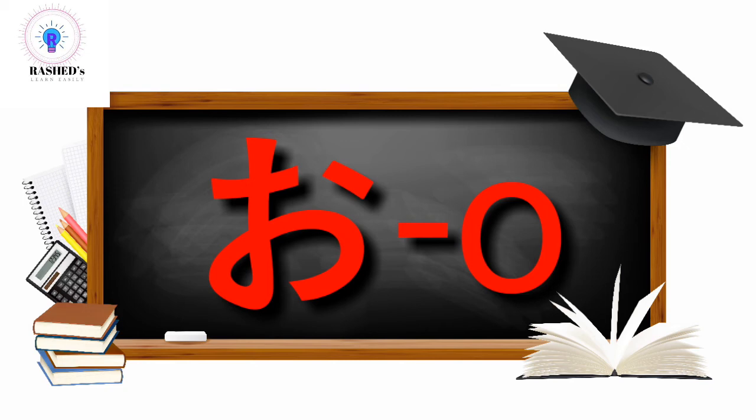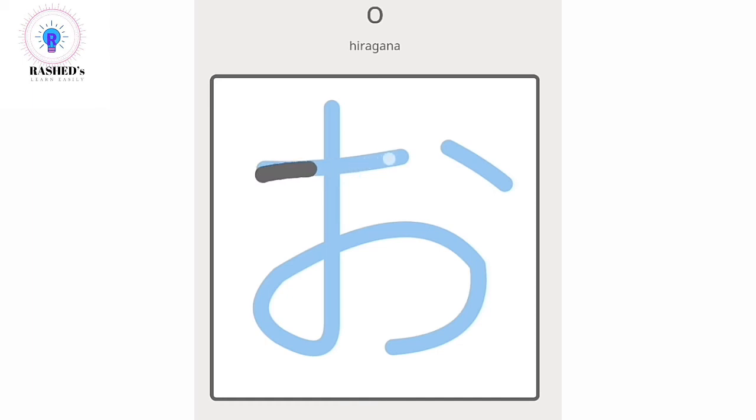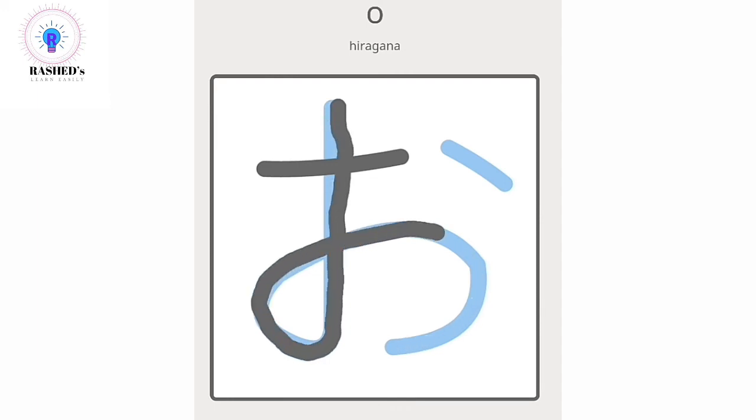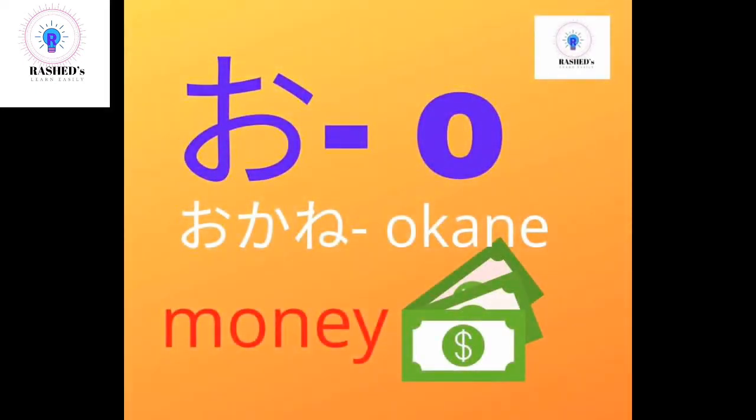So how to write this letter? Let's see. Dear viewers, now let's see how to write this letter. You will practice with me. So dear viewers, now let's learn vocabulary with this letter. Okane. Okane means money.